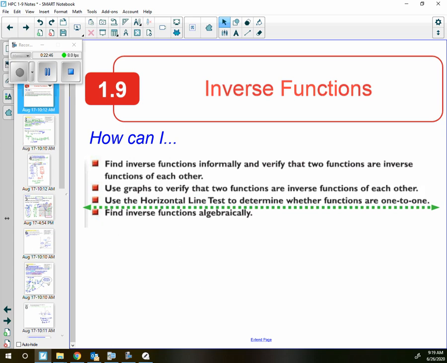So remember, if you have more than one y value, that means you're going to have more than one x value on the inverse, and it won't be a function. So we have some really great tests for inverses.